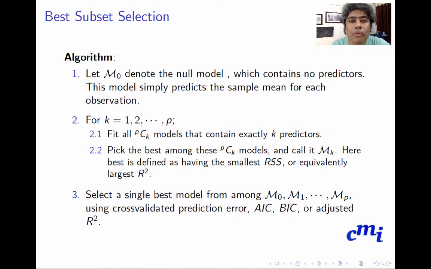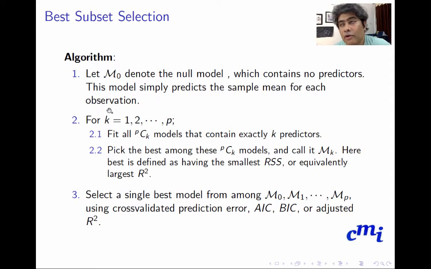Now, if I ask you to implement the best subset selection, how can you do that? Let M0 denote the null model, which contains no predictors. Basically, y equals intercept plus epsilon. This model simply predicts the same mean for each observation. So the intercept is the mean of the y values, and that's it.